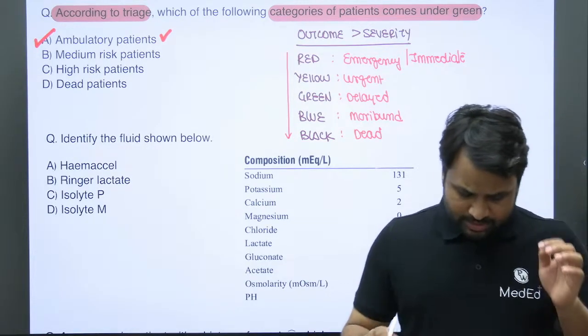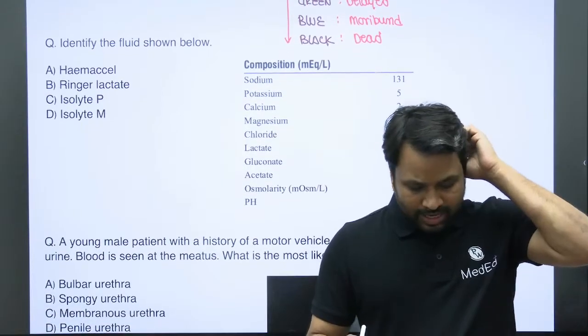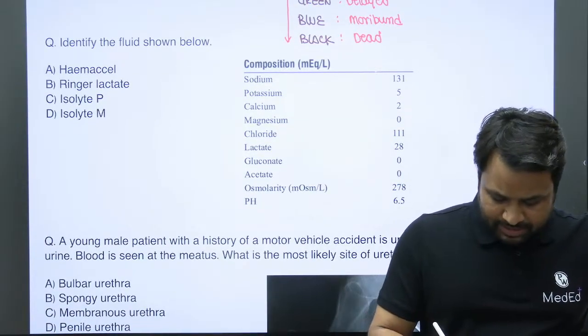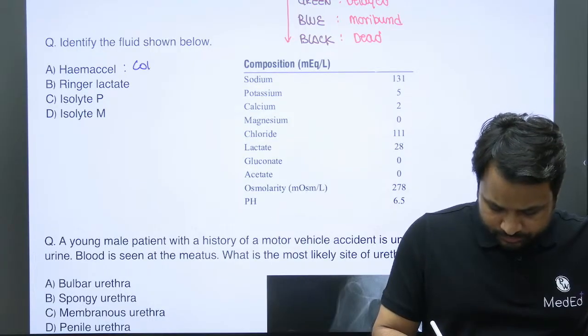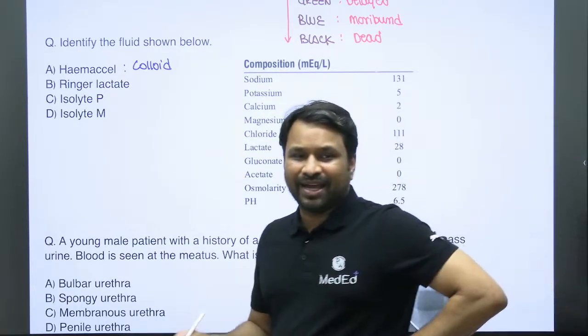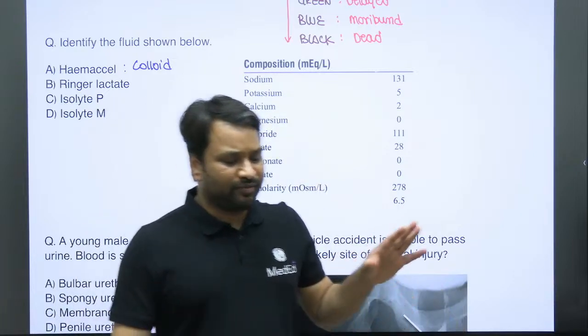Okay, somebody is already giving me the answer. Identify the fluid shown in the below. Okay. When you talk about the Hemaccel, that is going to be colloid. Okay. Your Isolyte-P, Isolyte-M all in the same context. You have Ringer lactate here.